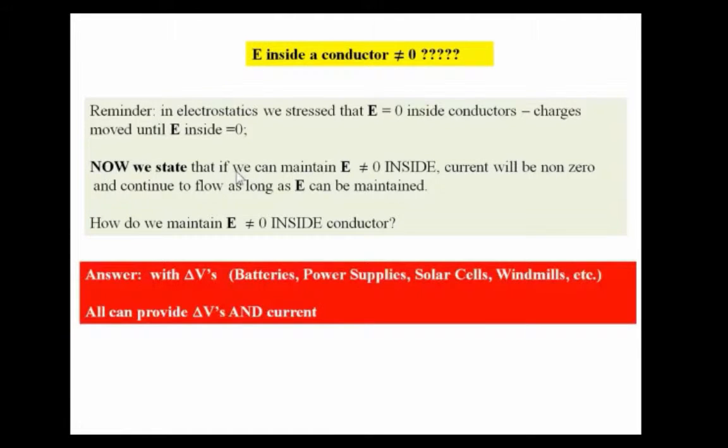Well, the answer is you have some source of current, some source of voltage, which you can maintain. And so things like batteries, power supplies, solar cells, windmills, what have you, that can supply a potential difference and maintain it, then as long as you can maintain it, you can have an E field inside the conductor.